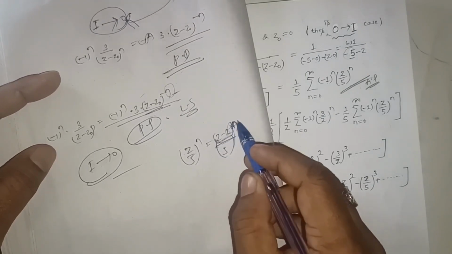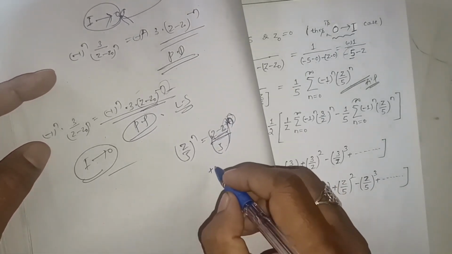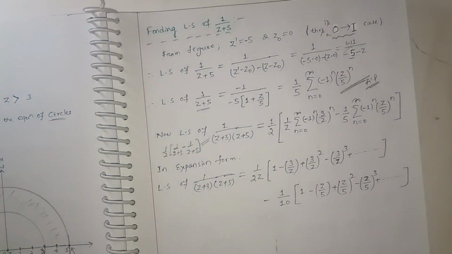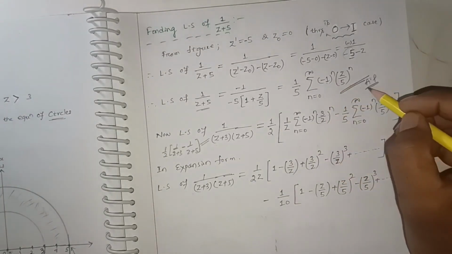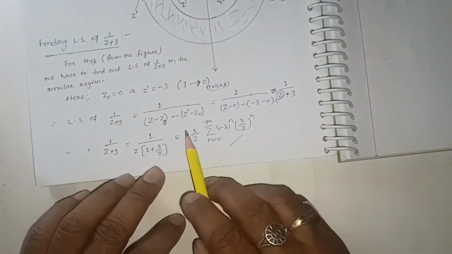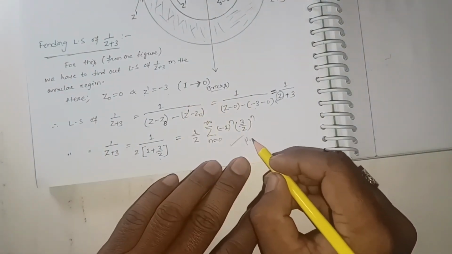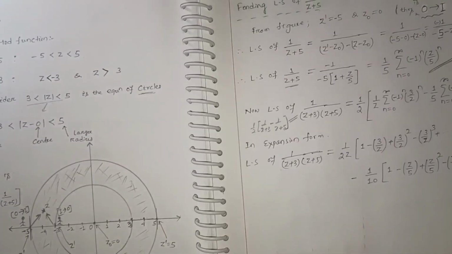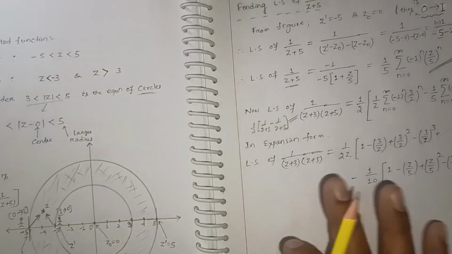That means all the n's are positive, which means this is the analytic part. So just remember carefully: wherever you go from out to in, you get the analytic part. For in to out, you get only the principal part of the Laurent series. Okay, this is the end of this question.